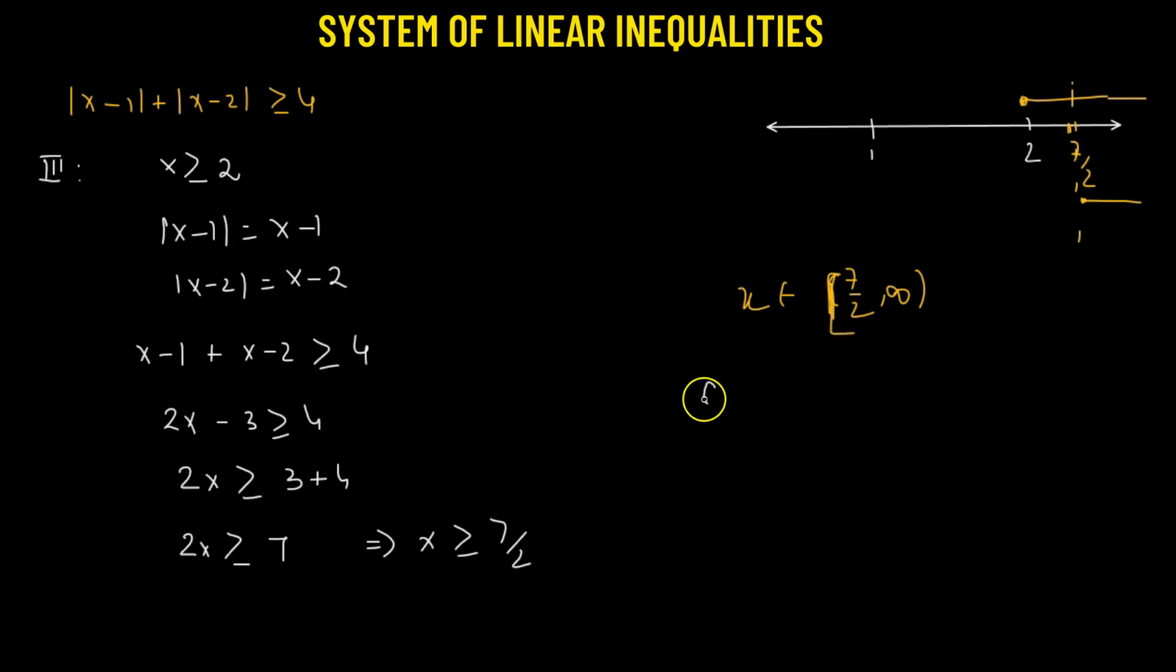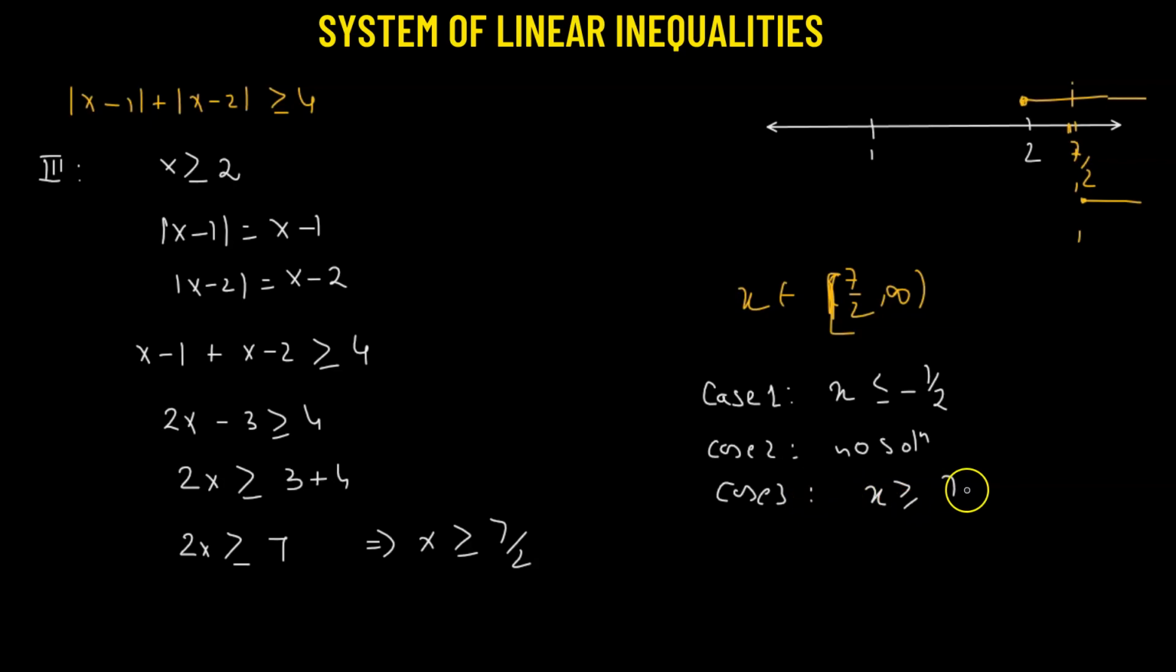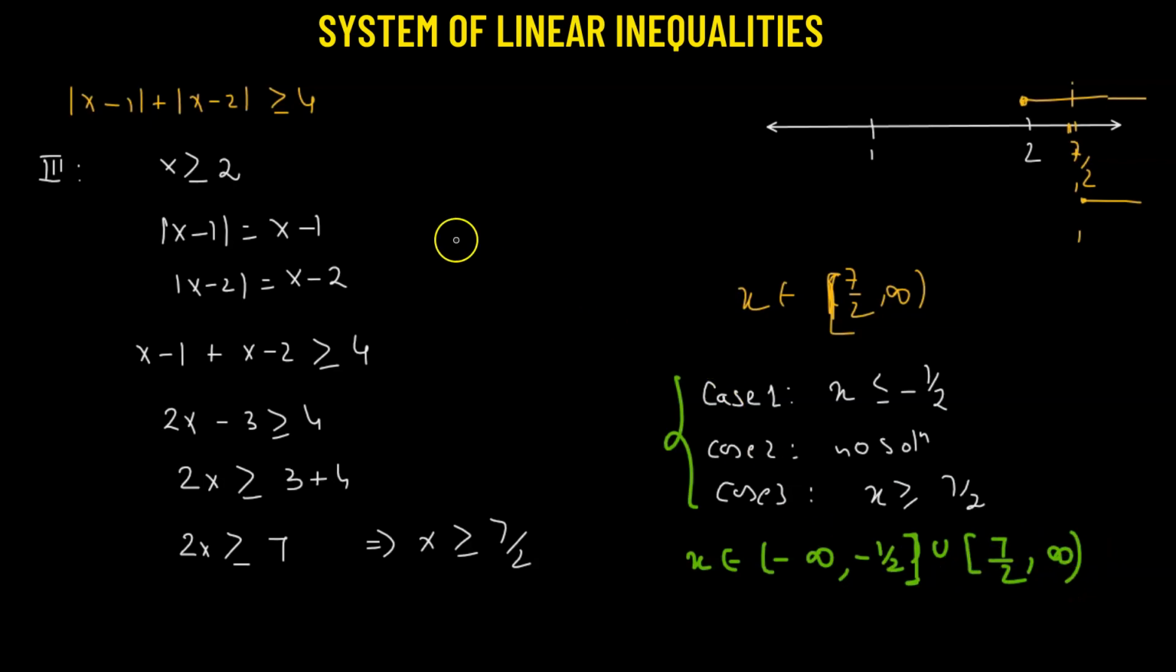Right. So in case number 1, we obtained that x is less than or equal to negative half. In case number 2, we didn't get any solution. There was no solution. And in case number 3, we obtain x greater than or equal to 7 over 2. Now, if we combine these cases, we only have to combine 1 and 3. 2 does not make any sense. So x belongs to the interval negative infinity to negative half, union, since negative half is a part of the solution I'll use a closed interval, union 7 over 2 to positive infinity. So this is the solution to the given linear inequality.